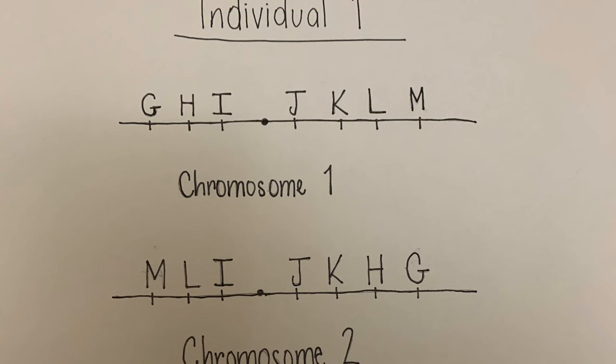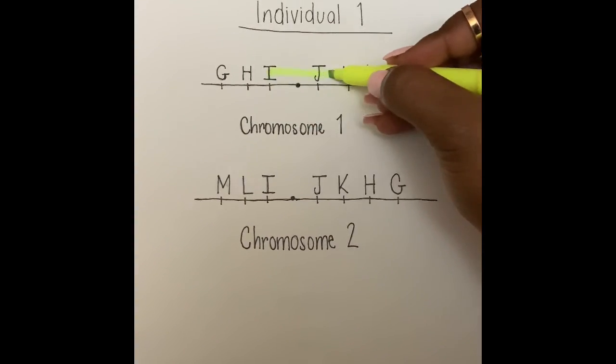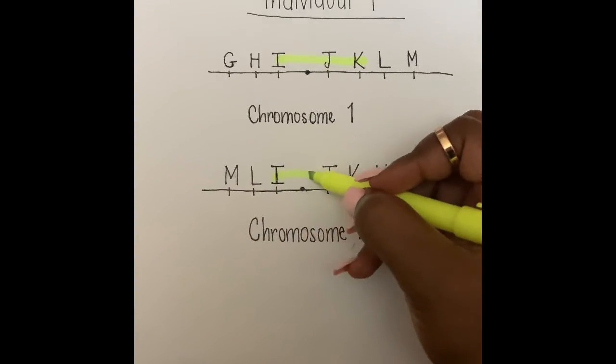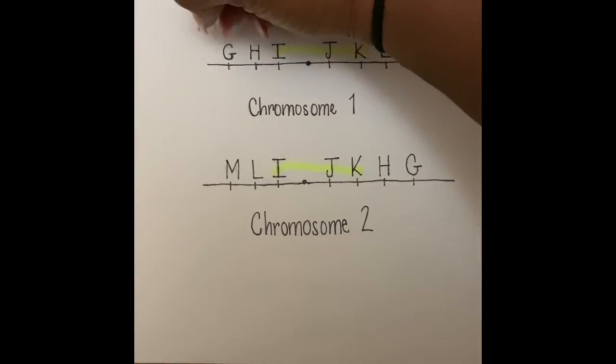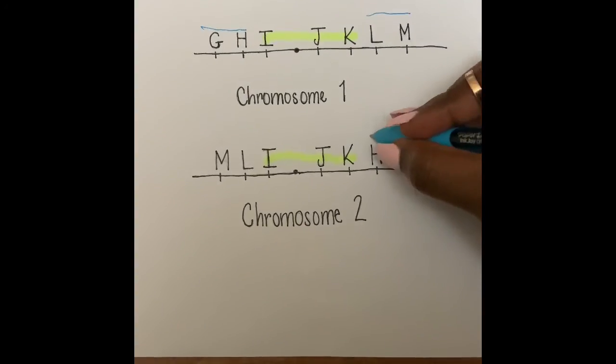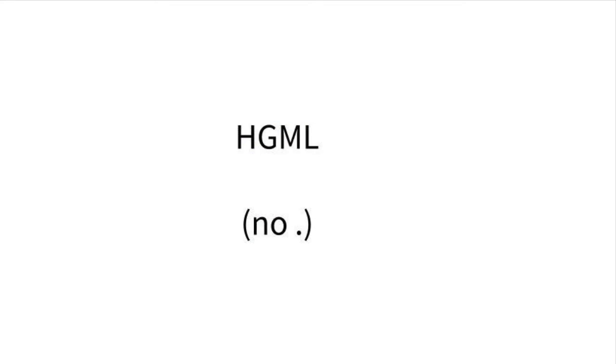Now the first thing we need to do is decide if there's an aberration, so we can compare the chromosomes, see which loci are identical and which aren't. From this we see that I, centromere JK, are of the same orientation in both chromosomes, but the remaining loci are different. We can also see that HGML in chromosome 2 is an inversion of LMGH in chromosome 1, making chromosome 1 normal. Because the inverted region does not contain a centromere, the aberration is a paracentric inversion.